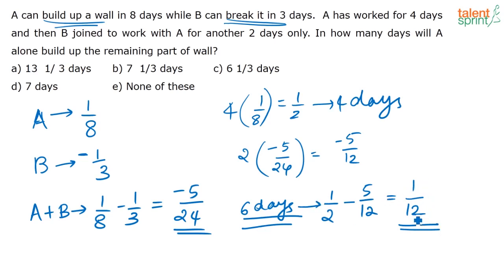So how much remaining is there for A to build it? A has to build the remaining 11 by 12th of the wall. So we need to know in how many days A is building this.